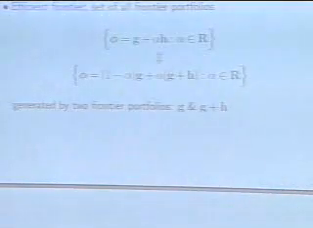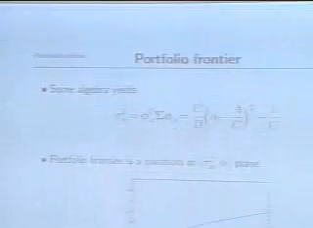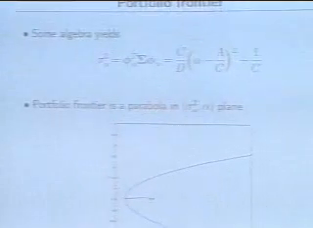All right, so this last part here is what I've shown here, generated by two frontier portfolios, G and G plus H, and in the homework you will show that it's generated by any two frontier portfolios, as long as their returns are different. Okay, so this is the next part.